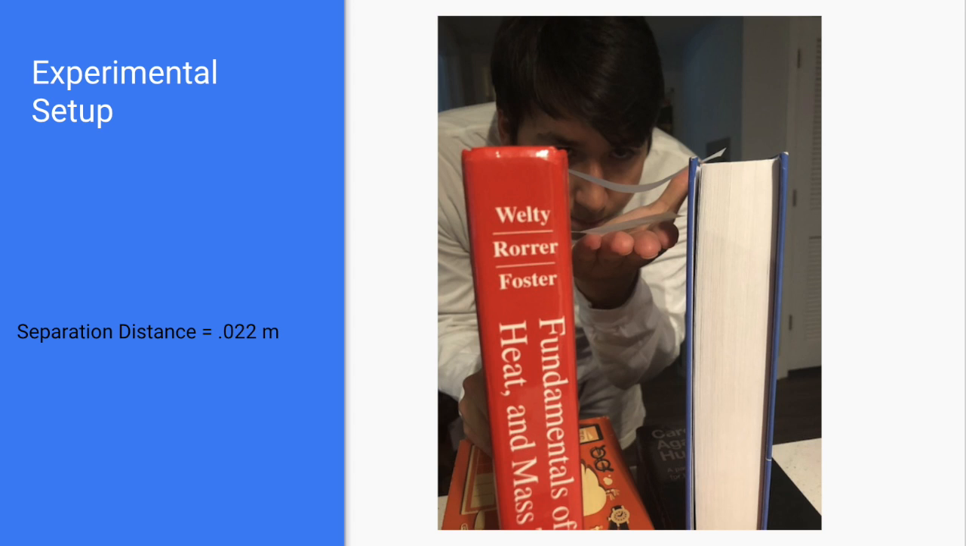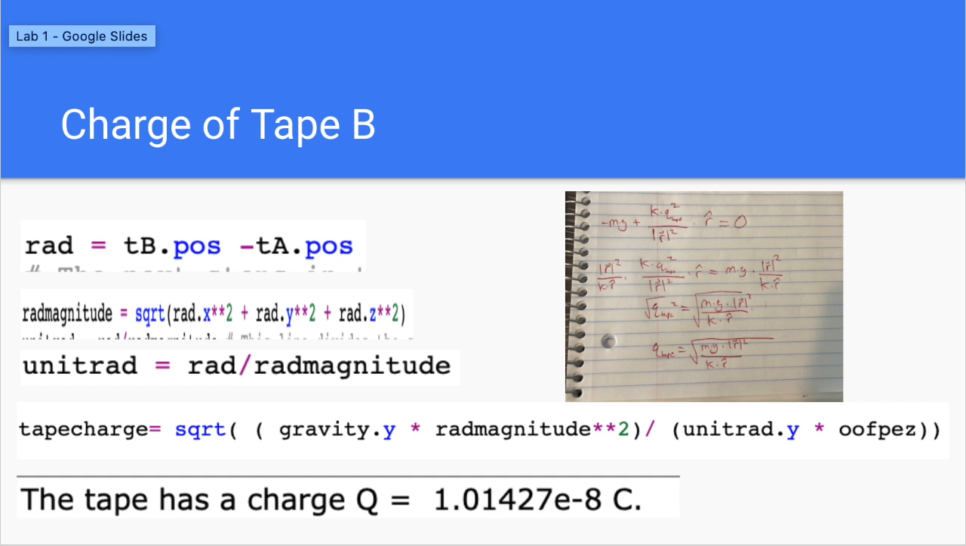Here's my experimental setup for Lab 1. I made sure to attach tape B to the books such that there was sufficient slack. I measured the separation distance at which tape B began to float to be 0.022 meters. In order to solve for the charge on tape B, there are some key assumptions that one must make, which include: 1. To treat the U-tape as a point charge, and 2. Assume the U-tapes have the same net charge. And that is a reasonable assumption because the U-tapes are of equal length and made by the same process.